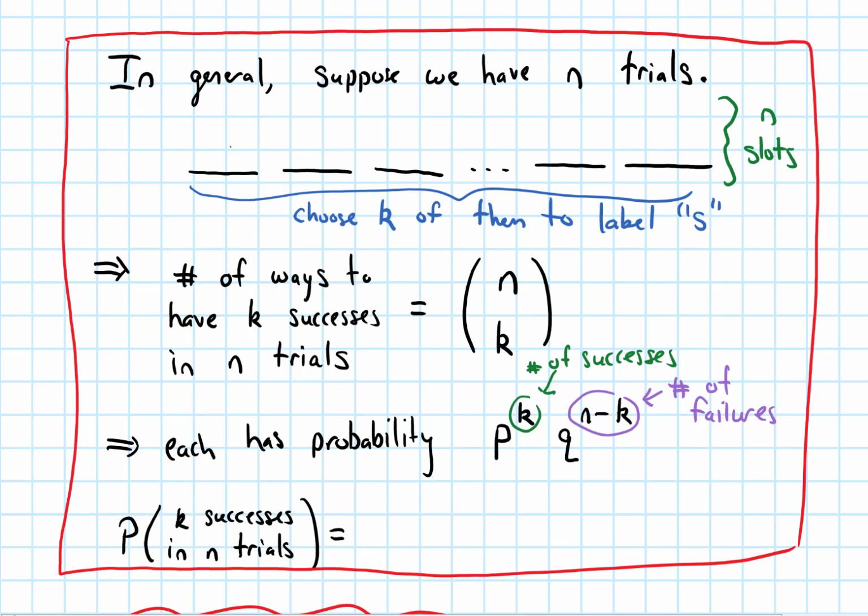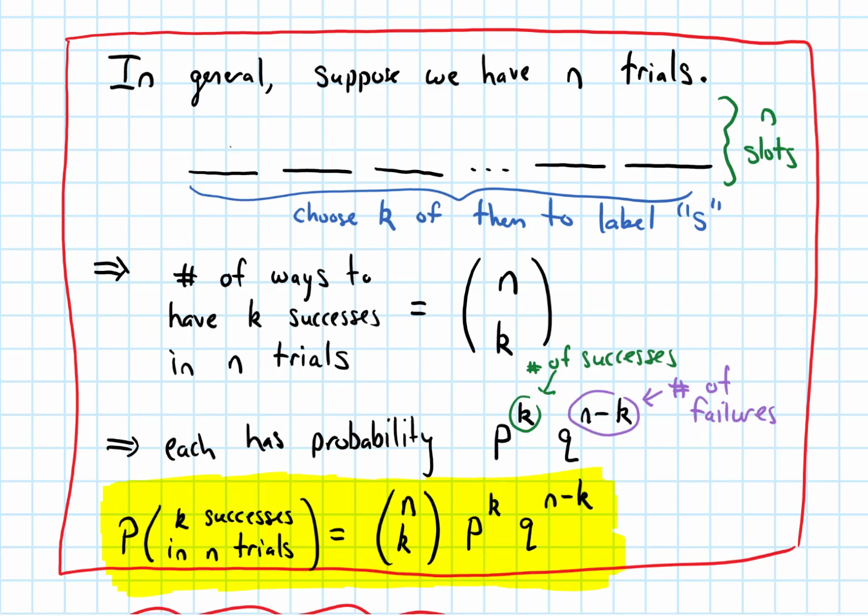So putting this together, the probability of having k successes in n trials involves multiplying these together. There are n choose k ways to rearrange these k successes in these n spots, and each one of them has a probability of p to the k times q to the n minus k. So I'm going to highlight this. This is a key formula for this section, for the probability of having k successes in n trials. So this is when I have a Bernoulli process that I repeat many times. I'm repeating it n times.